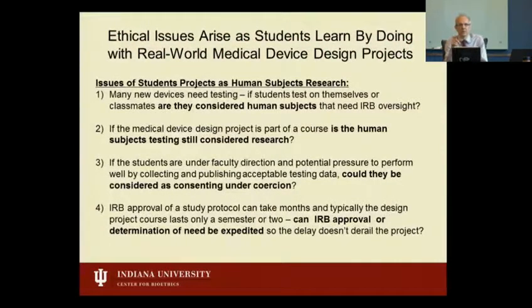So I want to go back. We talked about the first two. Are they considered human subjects? Students testing on themselves in a class setting? I think yes. The question is, is it research? If it is, then they would be considered human subjects. The third one is, are they consenting under coercion here? And I know less about this.